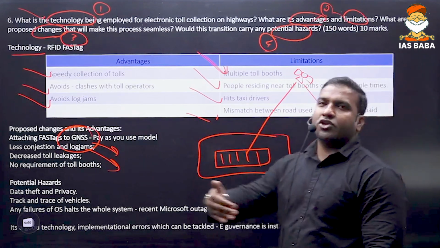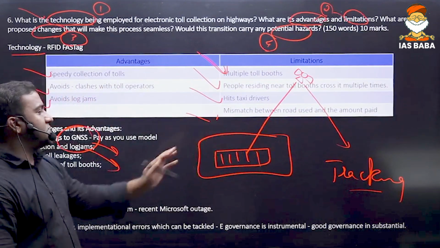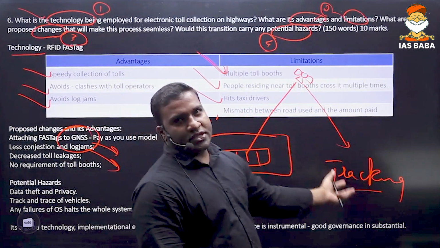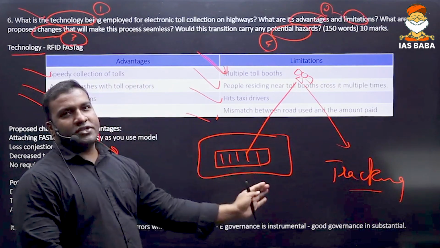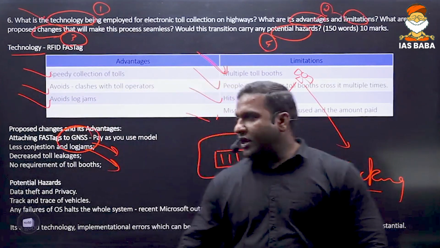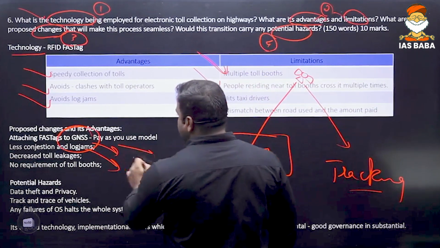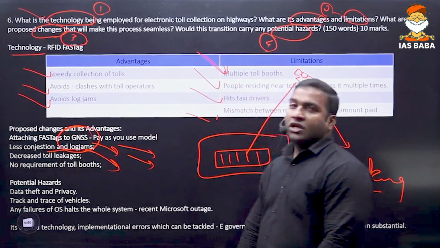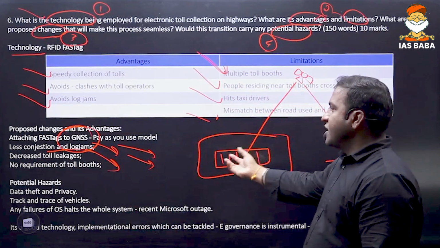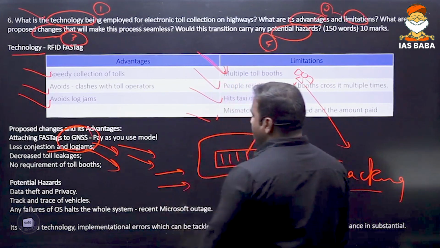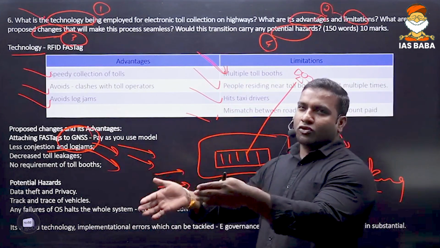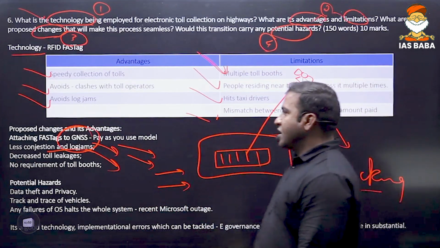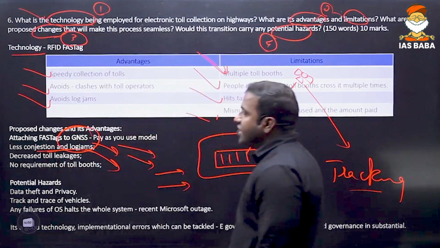So now if you travel 1 kilometer on the road, say 9 rupees is deducted. If you travel say 90 kilometers, 90 into 9 rupees are deducted. So likewise, use and pay, pay as you use. Essay, attaching FASTag to GNSS and pay as you use model. That comes with less congestion and log jams. So there is no requirement of toll booths itself. If you have use and pay, toll booths are not needed. Once you climb onto the road, your amount starts to be deducted. Once you get down, it stops deducting. Yes, likewise. Then less congestion and log jams, obviously. Then decreased toll leakages.